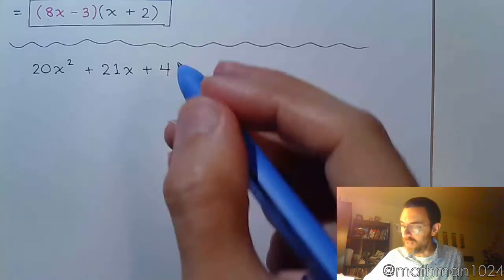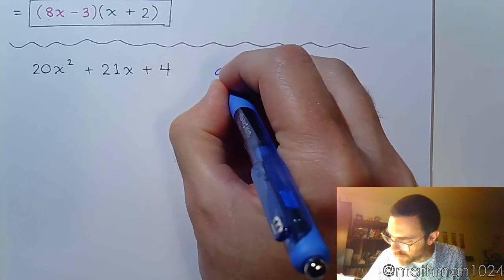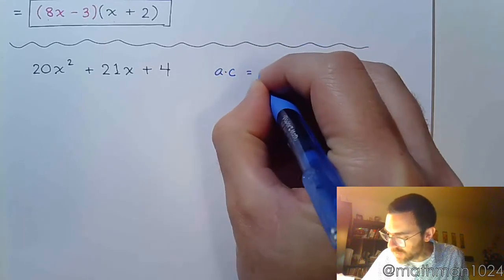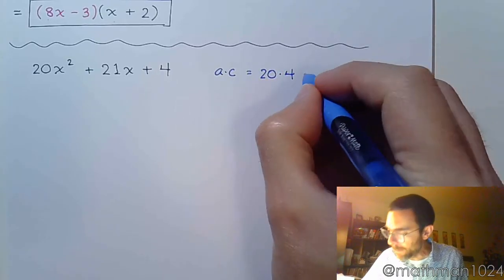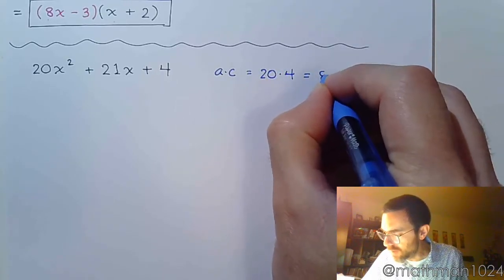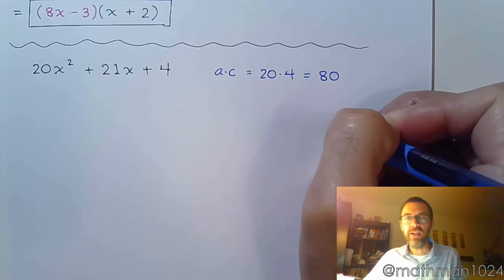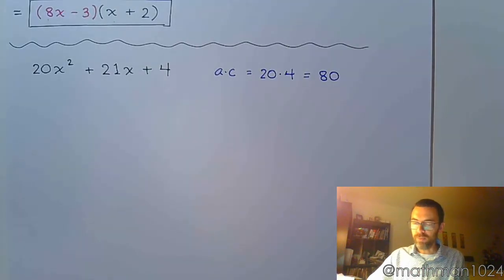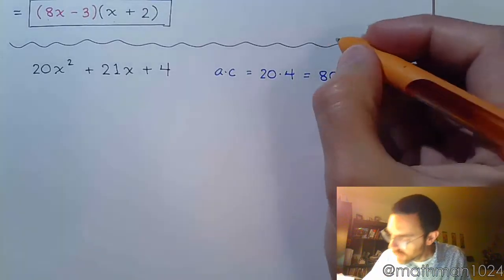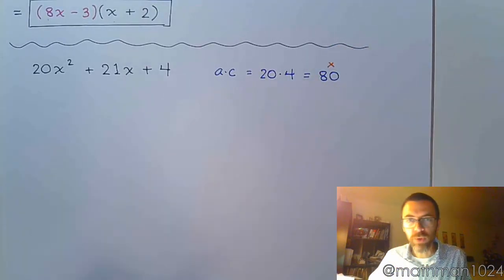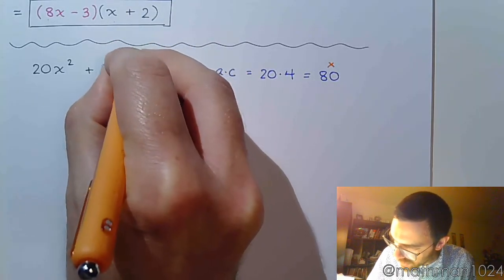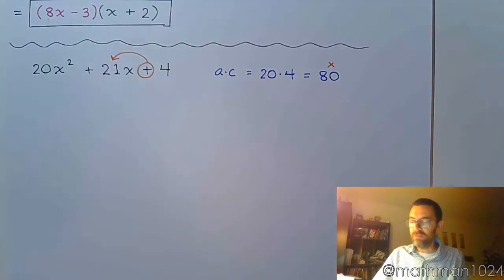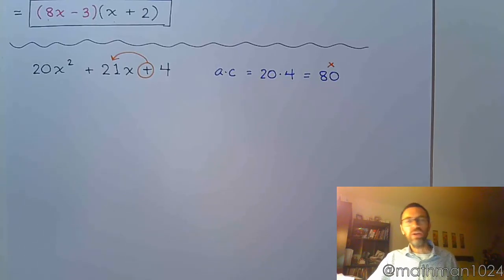Alright, in the last problem we did the AC method, so over to the side. A times C means 20 times 4, and the product here is 80. And what we want to do is find factors of 80, so you want to be able to multiply to get 80, and you want those factors to add to get 21.